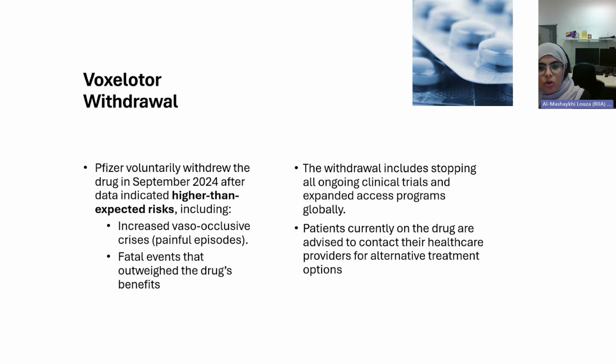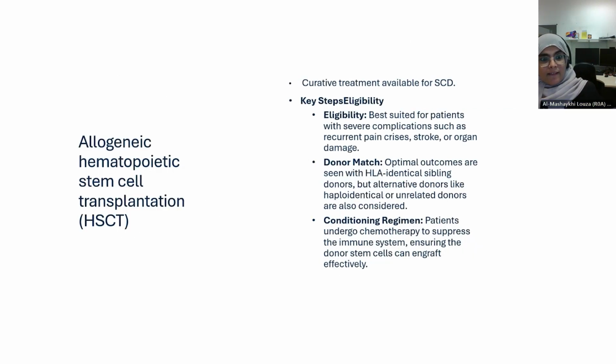So patients currently on the drug were advised, they advised to contact all the patients and stop the drug immediately. So we contacted our patients and we stopped the drug immediately. And of course, we provide alternative treatment options, but we don't have any alternative option to increase hemoglobin level other than mitapivat, which is in clinical trials now. Next slide. So what is the definitive management, or curative option, we say now?